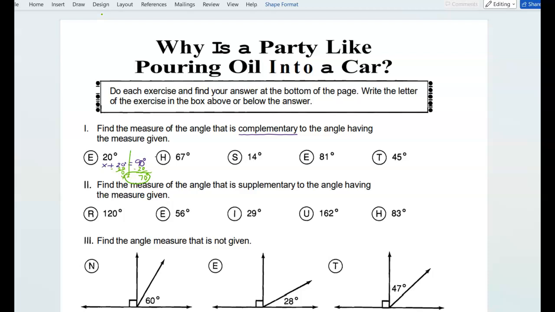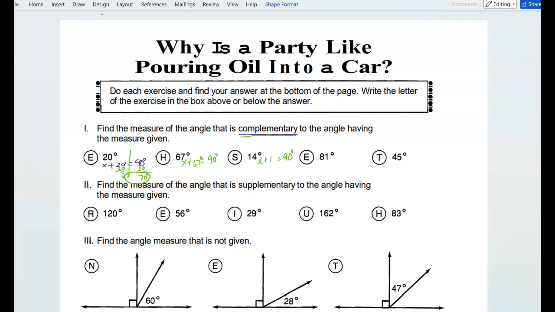So for all of these complementary angles, we're going to set them equal to 90 degrees. And remember, we add what? Yep, we add angles. Okay, so I set up letter H for you. We're going to set it equal to 90 degrees. All of these, 90 degrees.